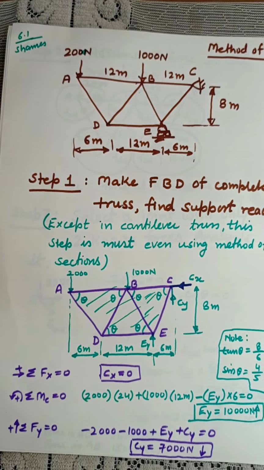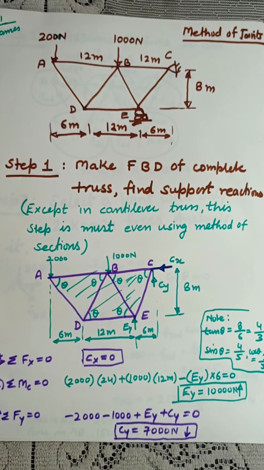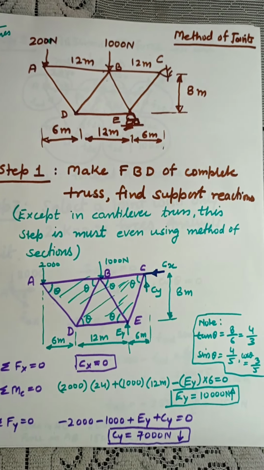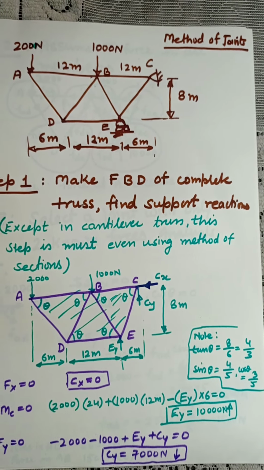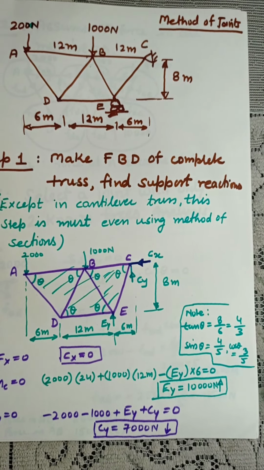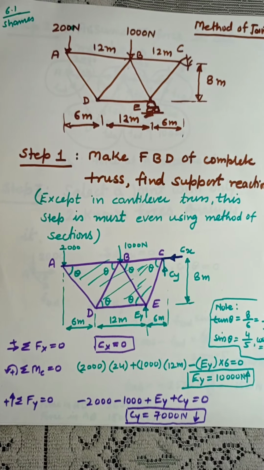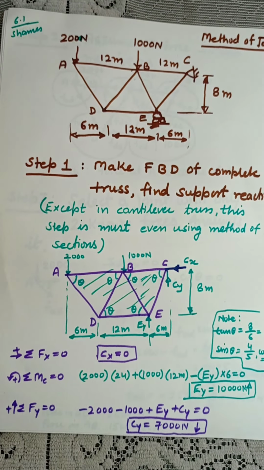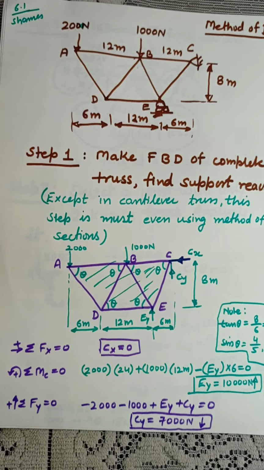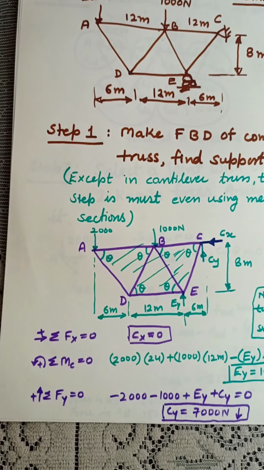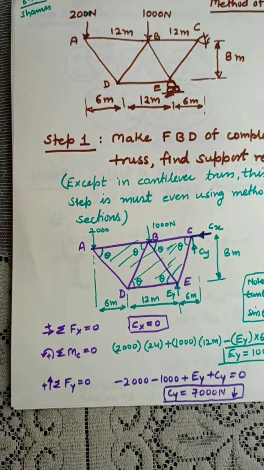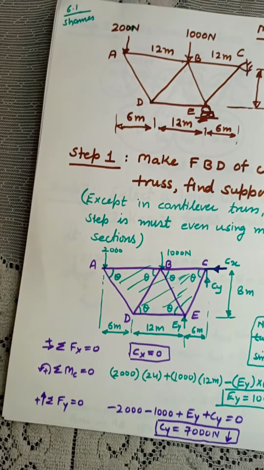Assume this is a big block. Forget about the small members. Assume this is a big block and try to implement the three equations of equilibrium: summation Fx equals 0, summation Fy equals 0, and the moment about a point is 0. The symbol normally used, which is standard, is summation, and the same is used in the summation Fx equation also.